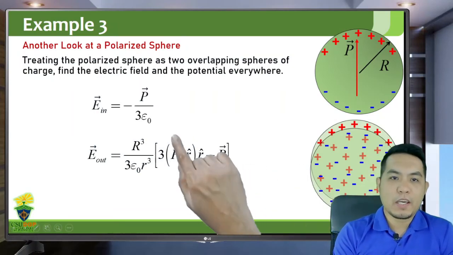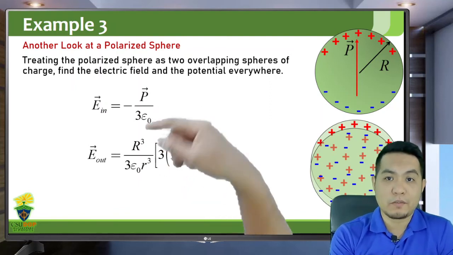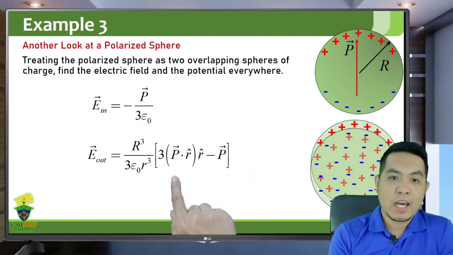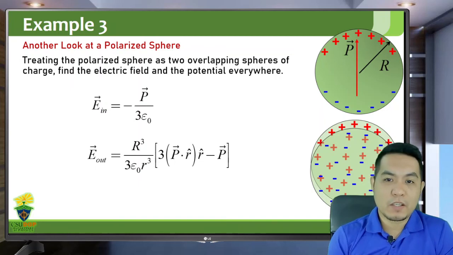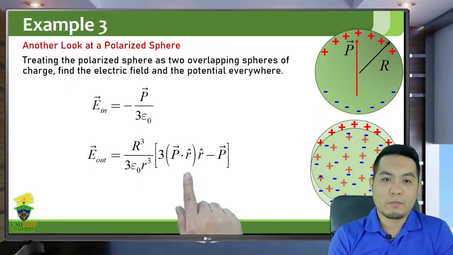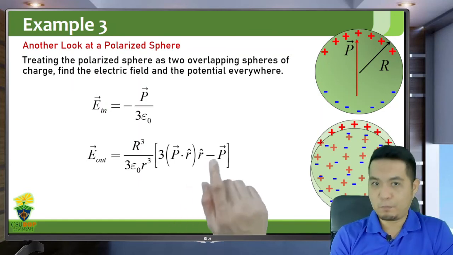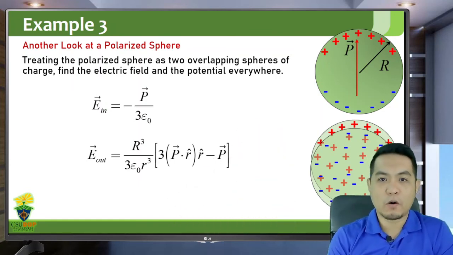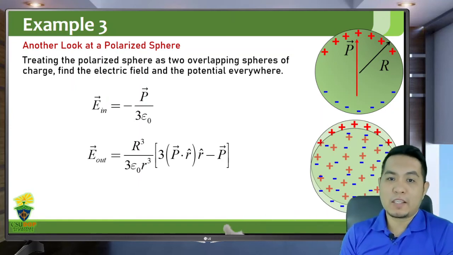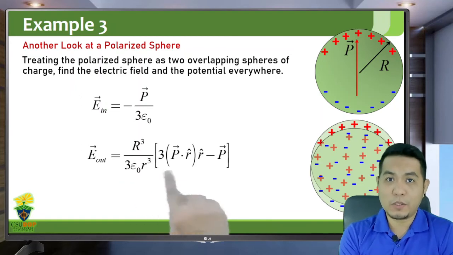Essentially, the electric field inside is just the negative of the polarization, so opposite the direction of P. And for the electric field outside, it's the electric field of a dipole, but now described in terms of the polarization P. So this is another way of looking at a polarized sphere. I will leave this to you.